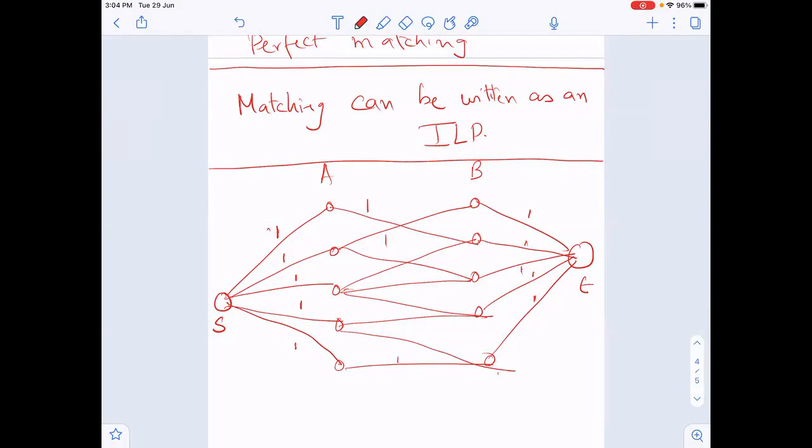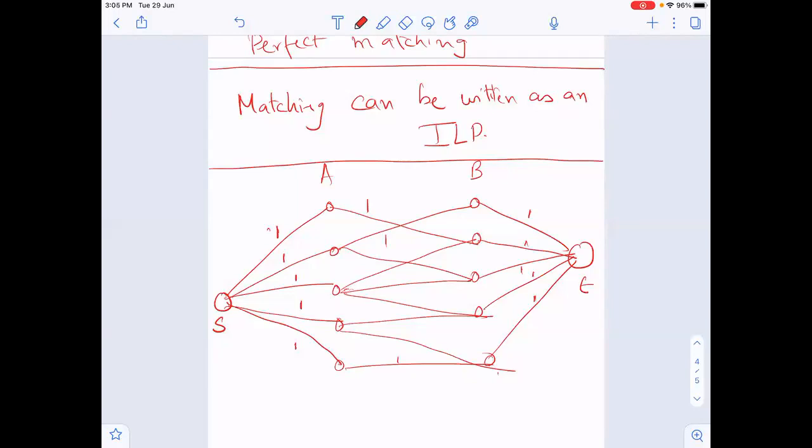Matching. We'll get matching. Why? Can you tell me why? I mean, not necessarily matching, but maximal matching will get. Why? How? Sorry. Why will I get maximum matching?